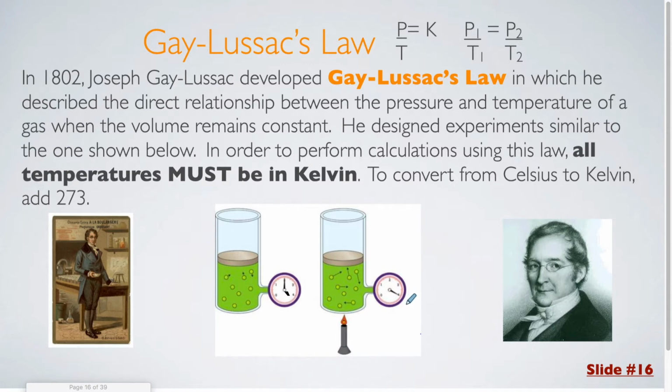There are two variations of this law. We could say that our pressure divided by temperature is equal to some kind of constant, or we can say that our initial pressure divided by temperature is equal to our final pressure divided by temperature.